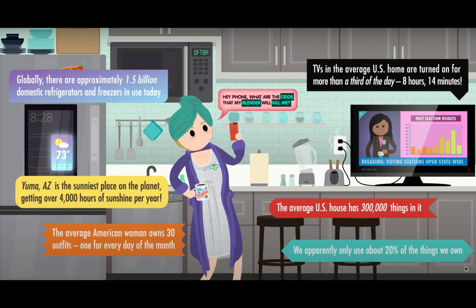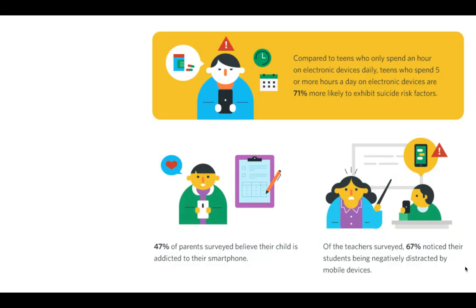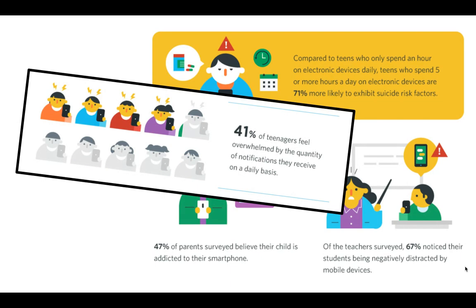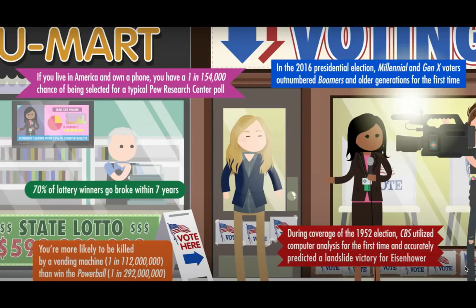Perhaps you tried to simplify your life or declutter your room when you read that the average US house has 300,000 things in it, but we also only use about 20% of the things we own. Perhaps you've tried to cut back on your cell phone usage because you read a statistic that teens who spend 5 hours a day on their phone are more likely to exhibit suicide risk factors like depression or substance abuse.